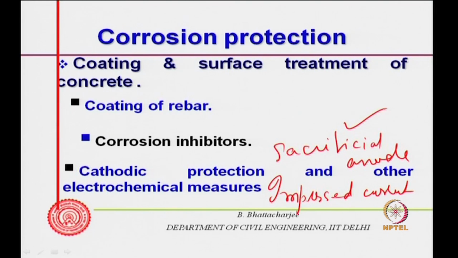If you are applying some current from outside through batteries, in some cases of bridges, reinforcement bar, it has been done actually. It changes the potential to such a level that it is an immune potential. In that case, these are cathodic protection, the impressed current system. Coating of rebar, I said coating or surface treatment, but these are all costly processes.